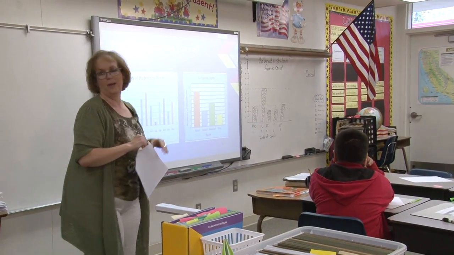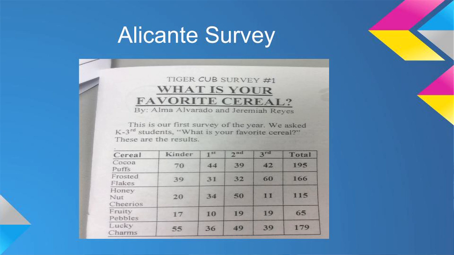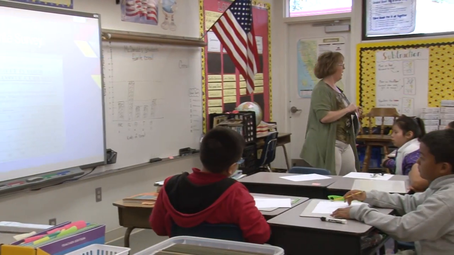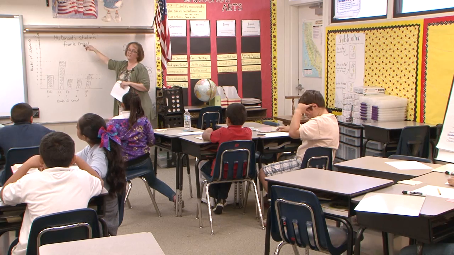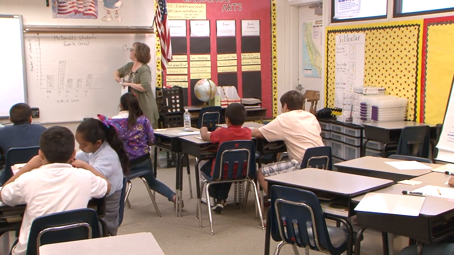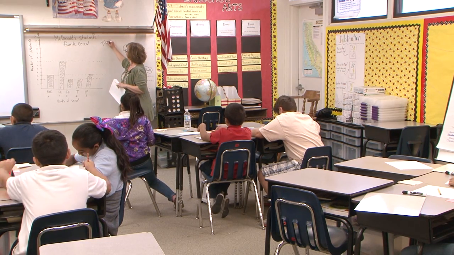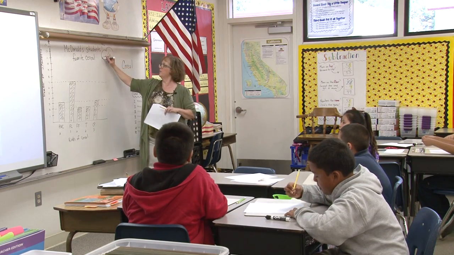Yeah. Okay, we're going to do that. This is a survey taken at Alicante. I'm going to have you make a bar graph with the information about the kindergartners. Remember, it needs to have what at the top? At the top of my bar graph. Title. We need a title. You can make up your own title for your bar graph.